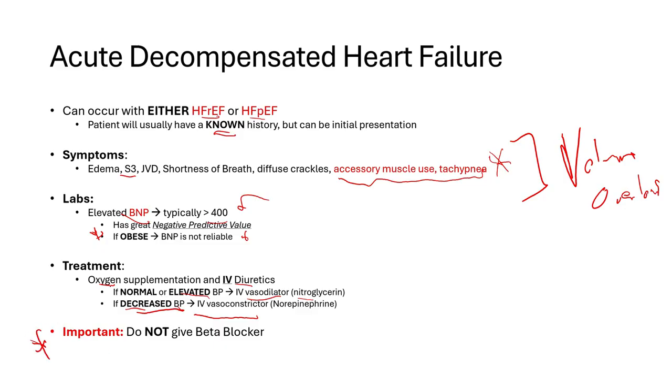Everyone gets put on oxygen supplementation, usually nasal cannula, and IV Lasix or IV diuretics. If they have an elevated BP and they're not responding to the diuretic treatment, we will give them nitroglycerin to hopefully lower that blood pressure. If they have decreased BP when they come in, and I really want to diurese them, I may want to consider putting on some sort of vasoconstrictor or norepinephrine.